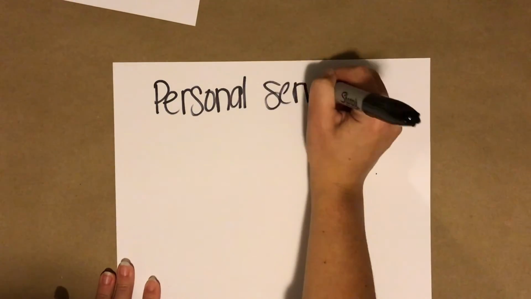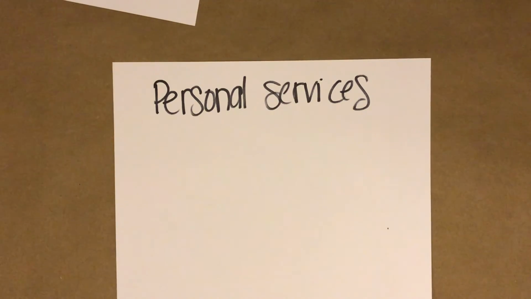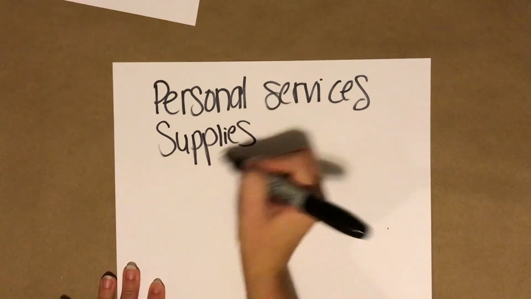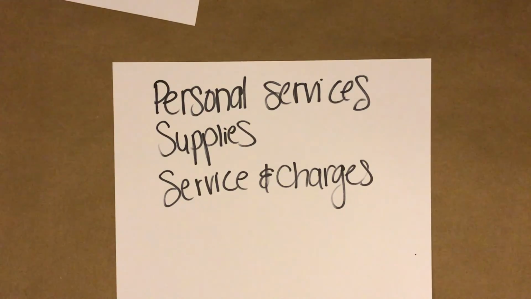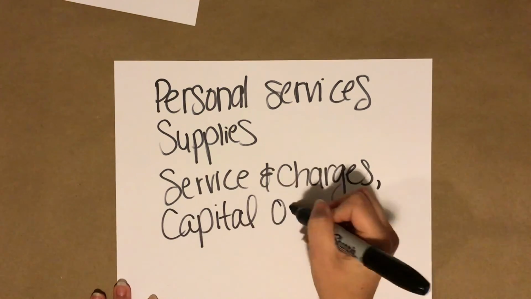For each of these departments, there is an organized chart that shows where the money is allocated for each department. There are 5 categories where the money can be allocated, and that is personal services, supplies, services and charges, capital outlay, and debt services.